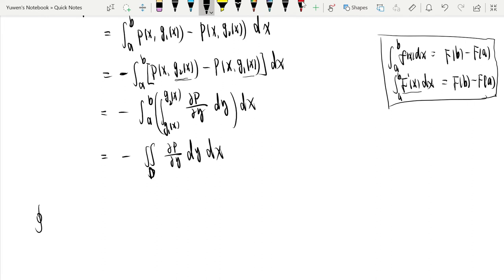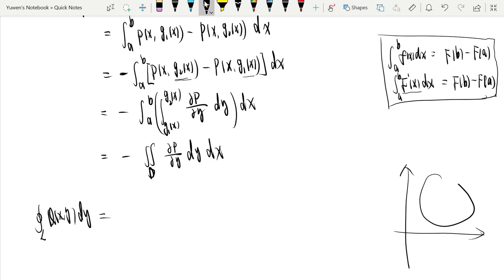And for Q(x,y) dy, this is a convex domain, so we can also use it as a y-type domain. Because it is convex, we can write x as a function of y. This part is x equals h1(y), and this part is x equals h2(y). The direction is this direction. We still use this as L1 and this as L2.